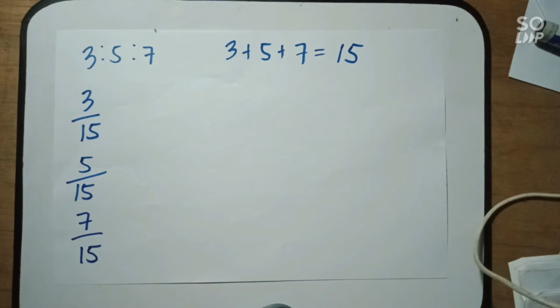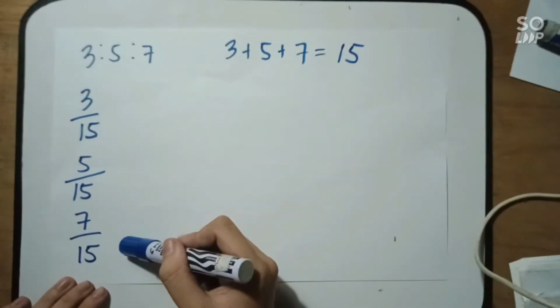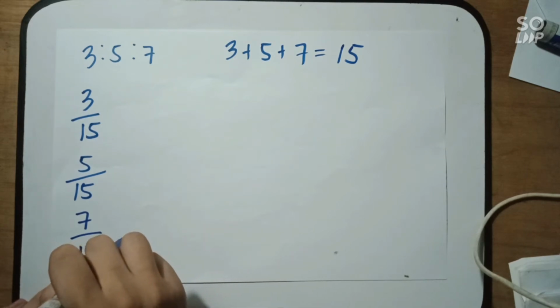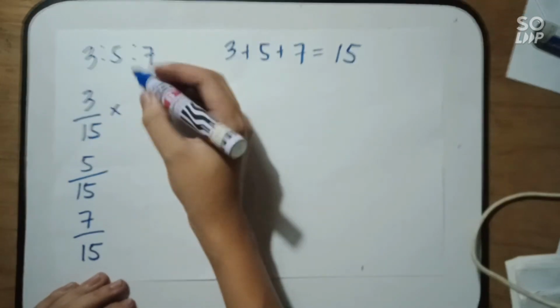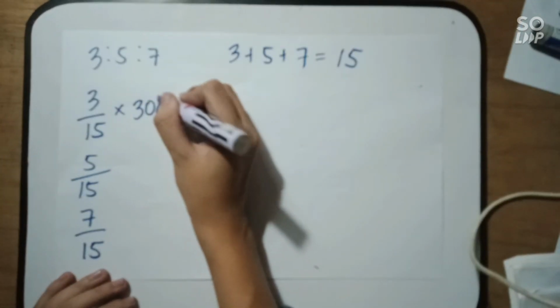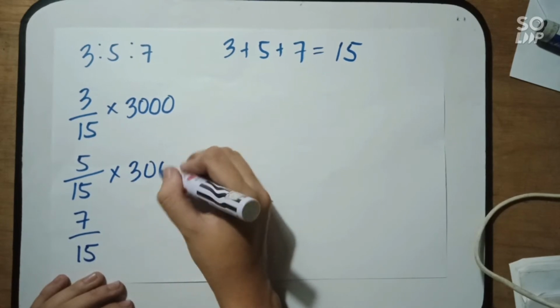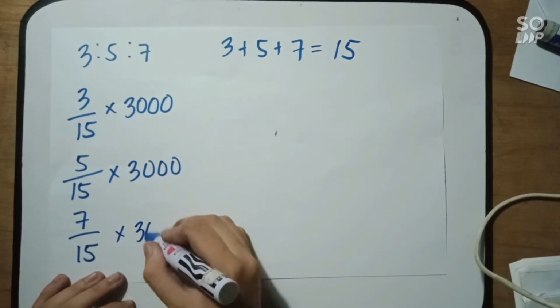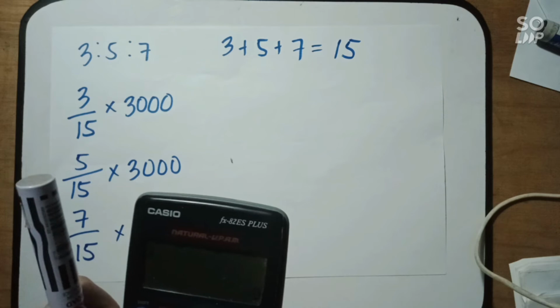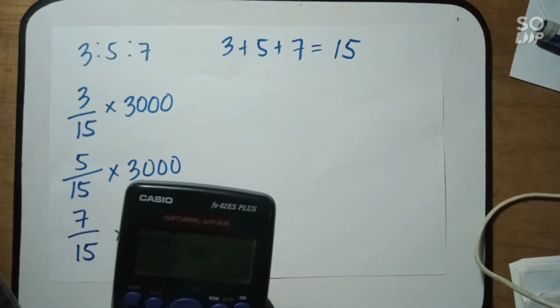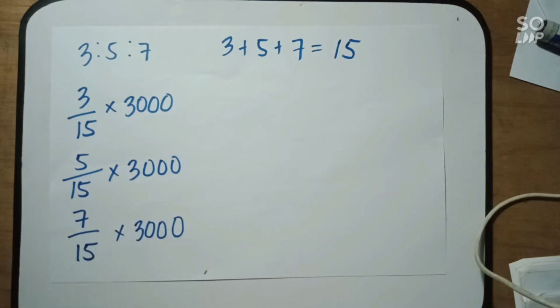So the next step that we're going to do here is to multiply each ratio to the total number of kilos of watermelons, which is 3,000 kilos. So 3/15 times 3,000. So multiply all of it by 3,000 kilos. So using a calculator, multiply 3/15 times 3,000 kilos.